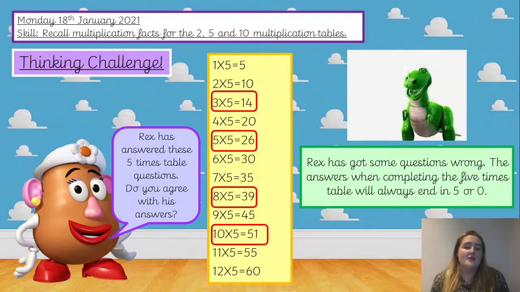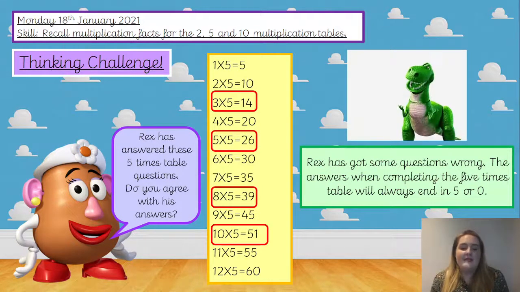So I'd now like you to have a little look through, and what would the right answer be there, do you think? Use your counting in 5s to help you. And I'd like you to think, what would the right answer be? Pause the video, please. Okay, hopefully you've got an idea of what it should be then. So what should 3 times 5 be? Well done, 15. 3 times 5 is 15, it ends in a 5. What about 5 times 5 then? What should 5 times 5 be? Well done, 25. So we've got 5 times 5 is 25, not 26.